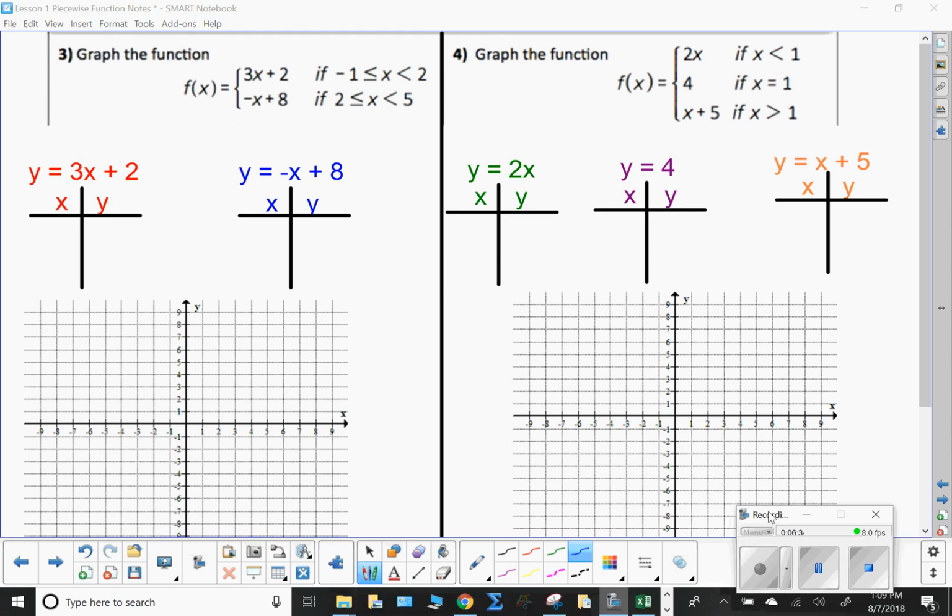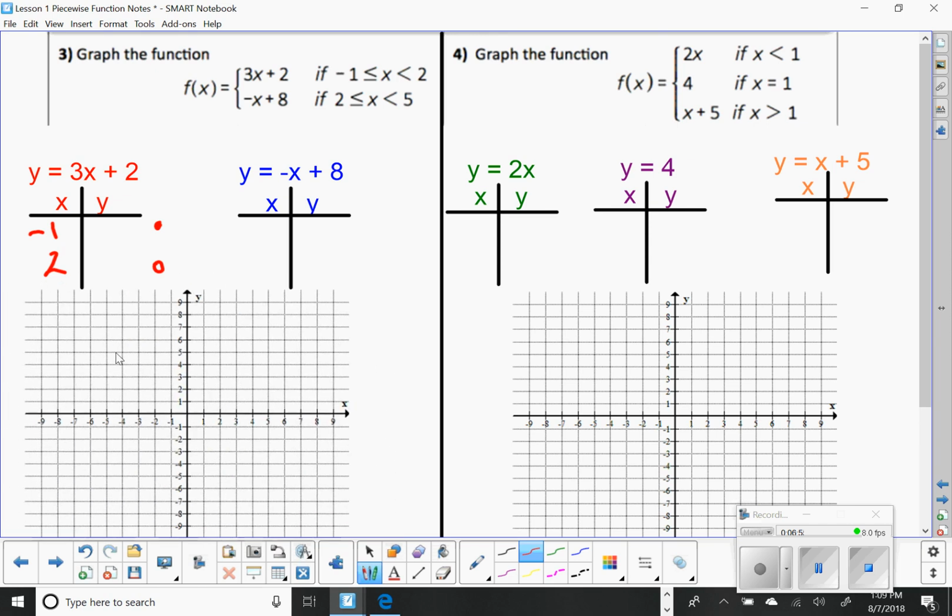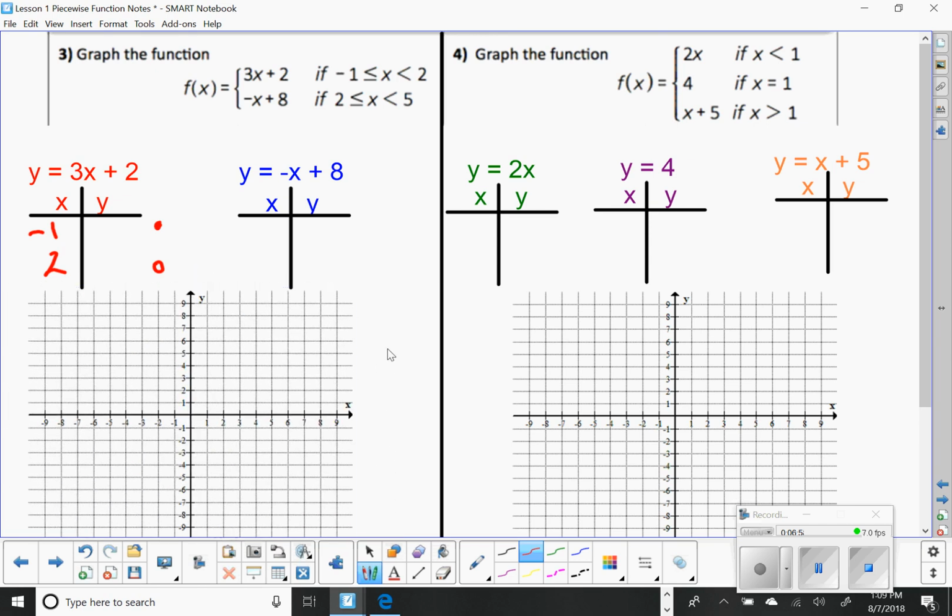This first piece that I'll do in red goes from -1 to 2. So my x values will be -1 and 2. I also know that at -1, I'm going to use a solid point, and at 2, I'm going to have an open point because it comes up to but doesn't equal it. Okay, I'm just double checking. Sometimes I do crazy things.